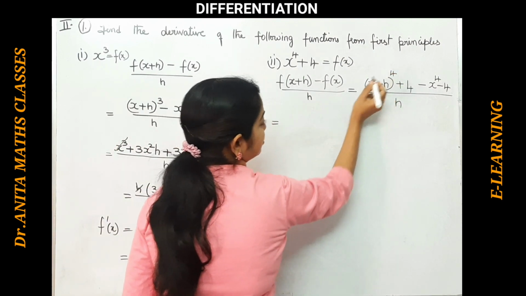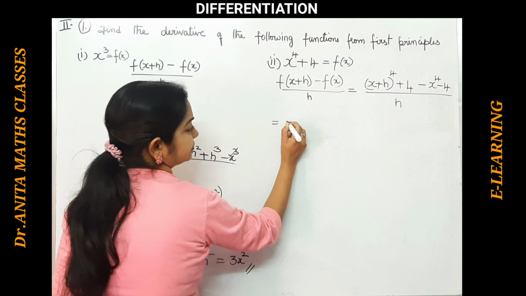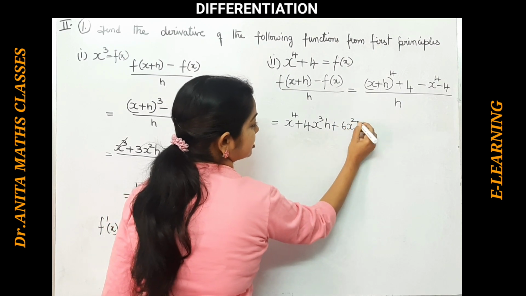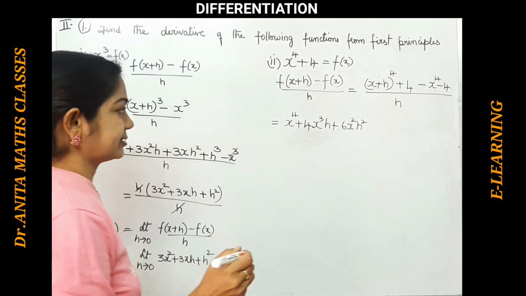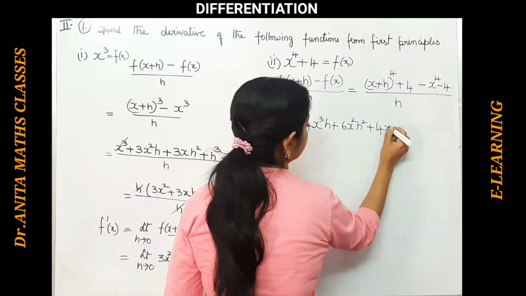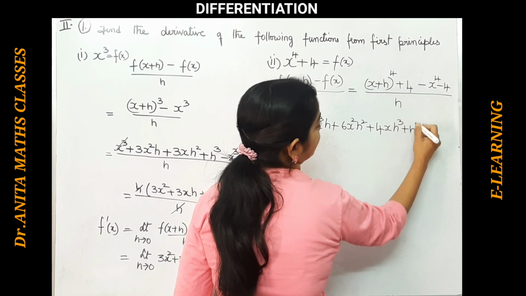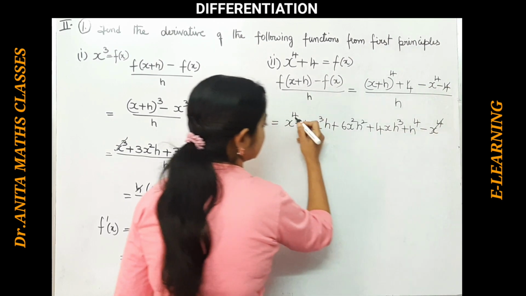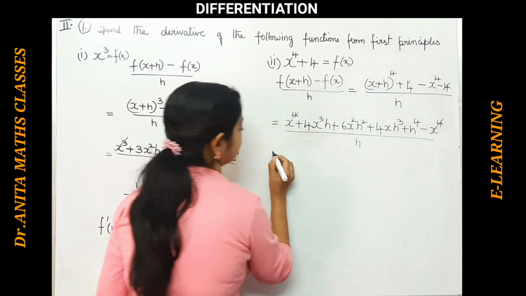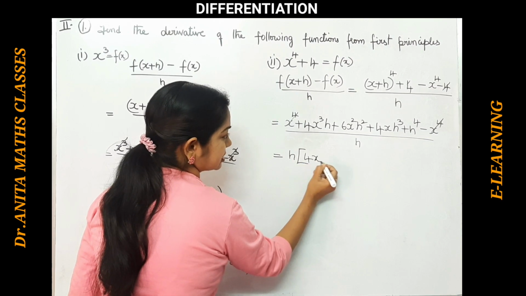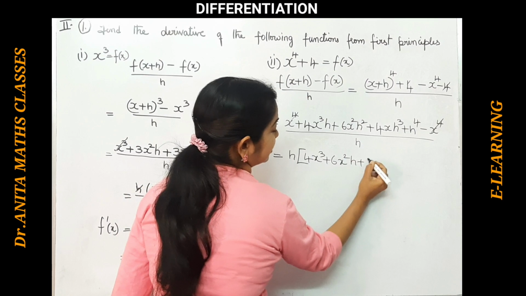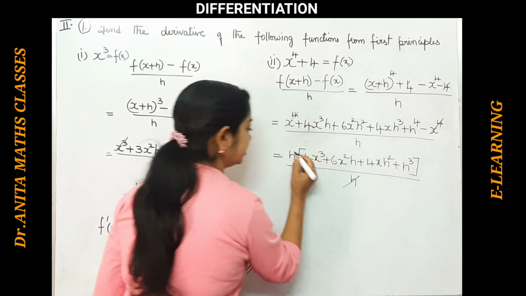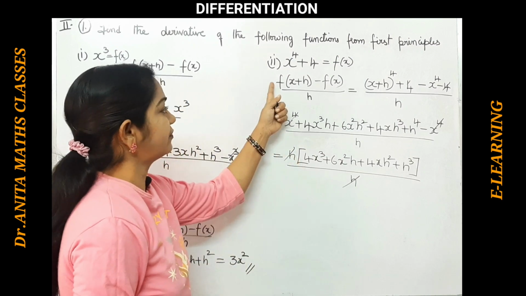So we will expand x plus h whole to the power of 4. So x to the power of 4 plus 4x cube h plus 6x square h square, where a and b I am replacing with x and h, plus 4x h cube, and the last one is h to the power of 4. Here plus 4 and minus 4 get cancelled, so minus x to the power of 4 also gets cancelled, divided by h. So taking h common: 4x cube plus 6x square h plus 4x h square plus h to the power of 3. One h I have taken out so that it gets cancelled with the denominator. So this part is the simplified version of f of x plus h minus f of x.